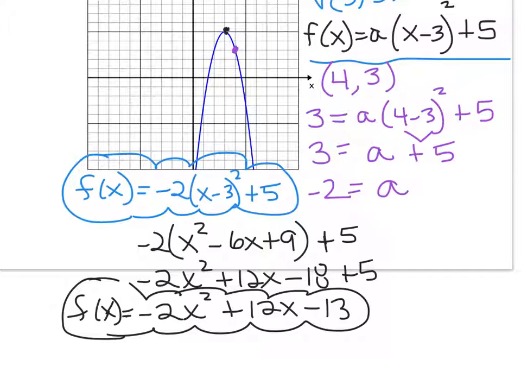Any quadratic can be converted from one form to the other, but when I'm given a graph, the easier form for me to write first is the vertex form. And after that, it's just a matter of foiling things out and distributing.